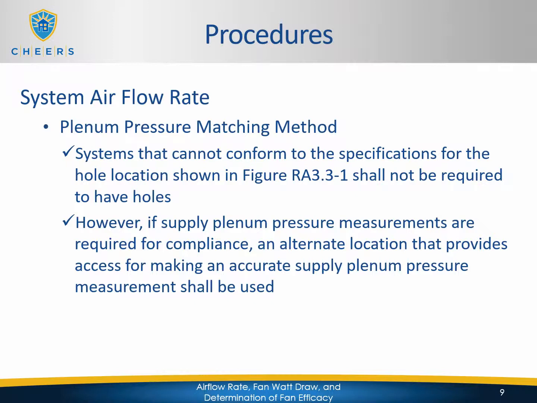And then, as I said, the system that cannot conform to the specifications for the hole location shown in figure RA 3.3-1 shall not be required to have holes. However, if the supply plenum pressure measurement is required for compliance, an alternate location that provides access for making an accurate supply plenum pressure measurement shall be used.